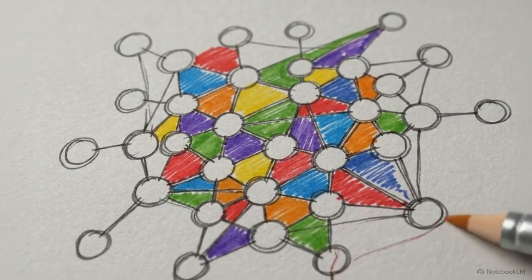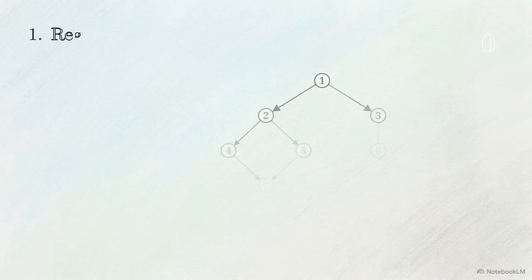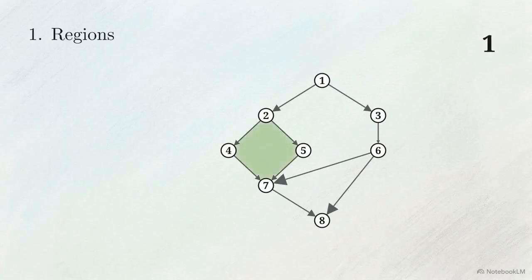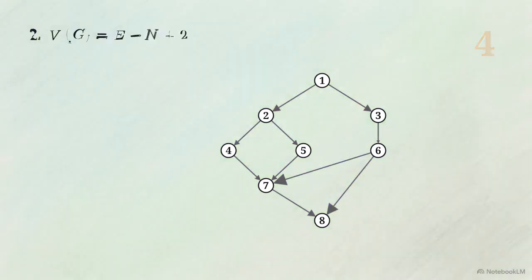testing target. Now we solve for cyclomatic complexity, or V of G. This number gives us the mathematical upper bound of independent test cases required for this code. Look at Formula 1 on screen. Cyclomatic complexity equals the number of regions. Count your enclosed spaces plus the outside area, and you have your answer.